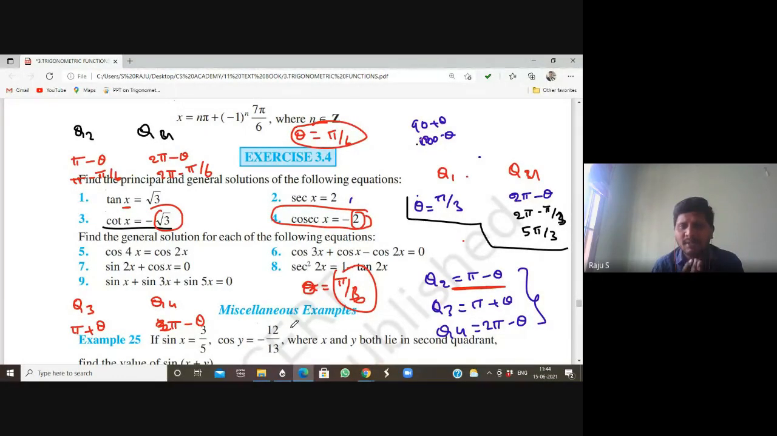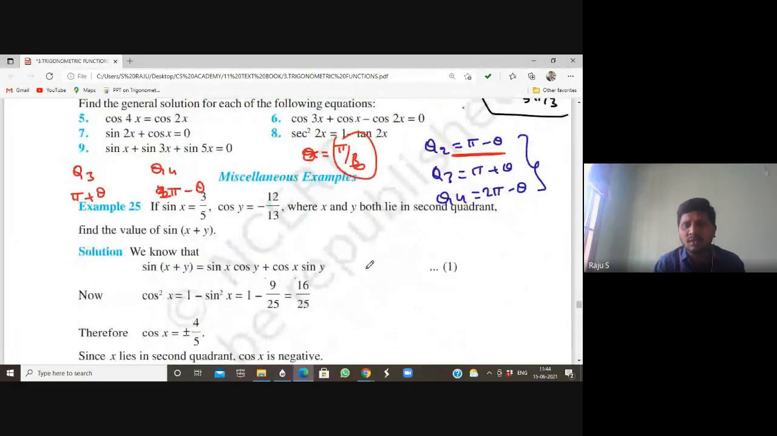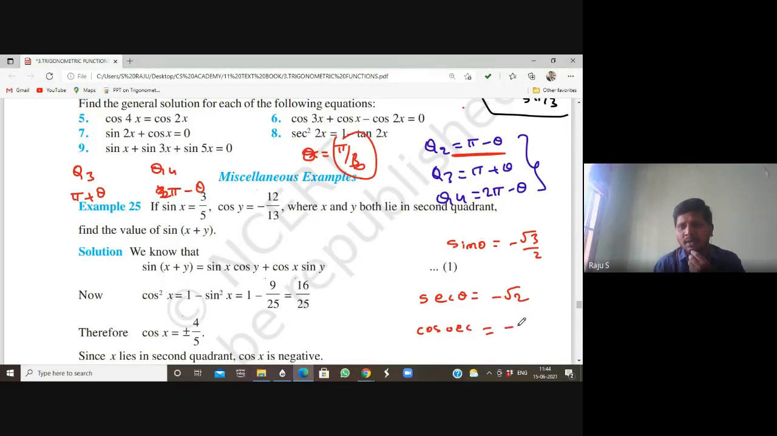Any doubts to find principal solutions? Okay, I'm giving 3 questions here. Sine theta is equal to minus root 3 by 2. You can find the principal solutions. And secant theta is equal to minus root 2. You can find the principal solution. And cosecant theta is equal to minus 2 by root 3. I want to know the principal solutions here.